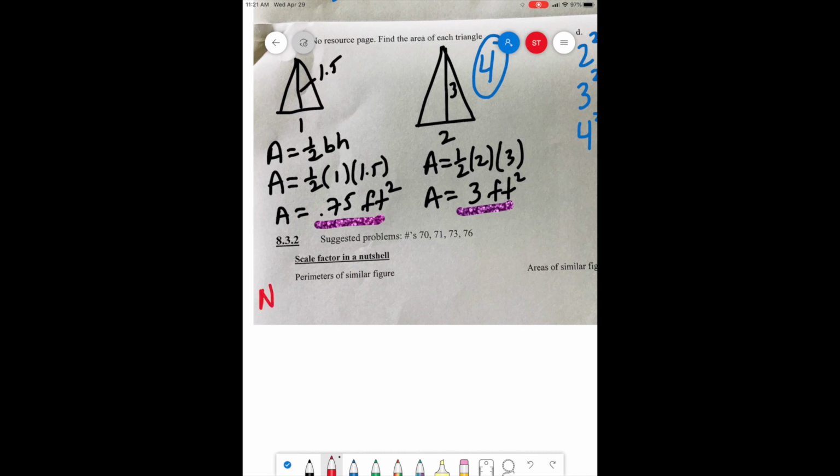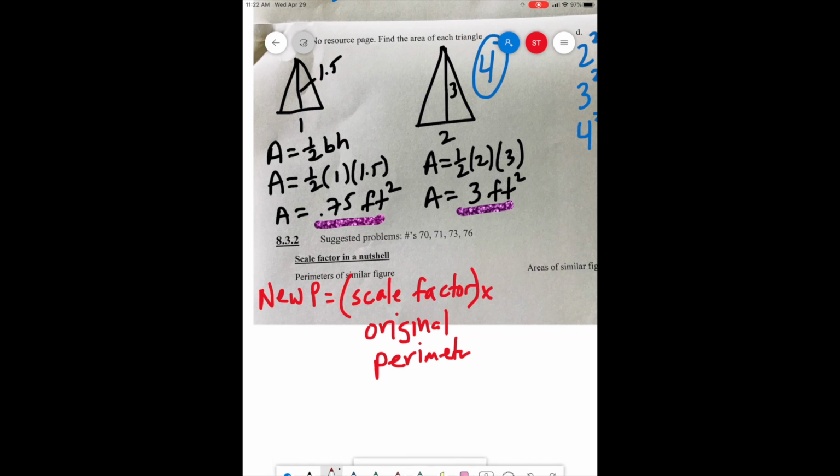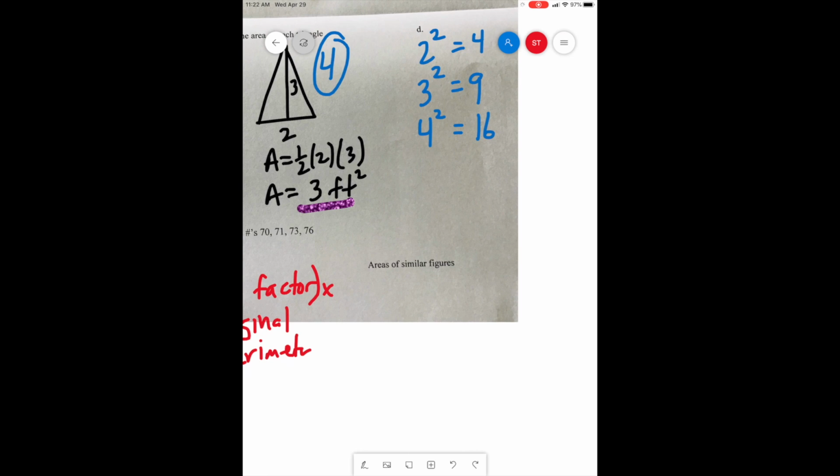The new perimeter, I'll call it P, is equal to the scale factor times the original perimeter. Okay, so the perimeter goes up in proportion, just whatever the scale factor is. However, the areas, that is not the case.